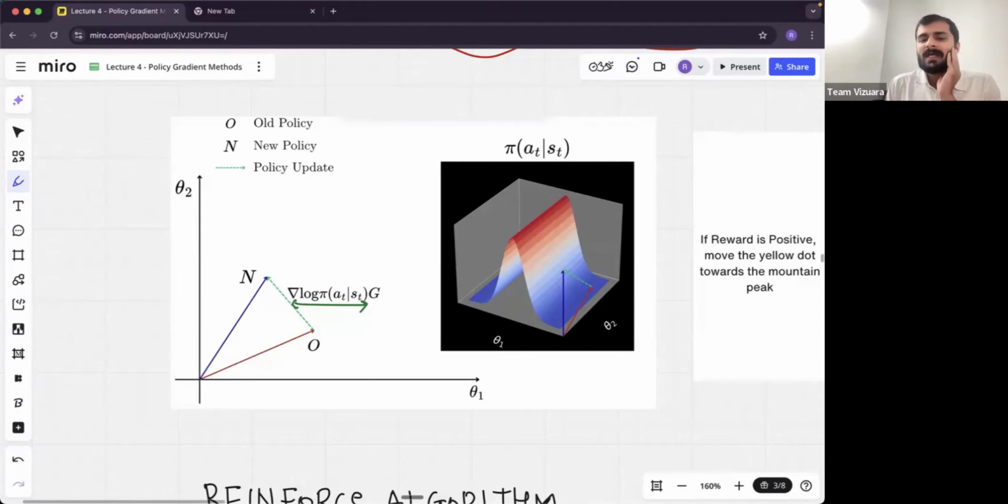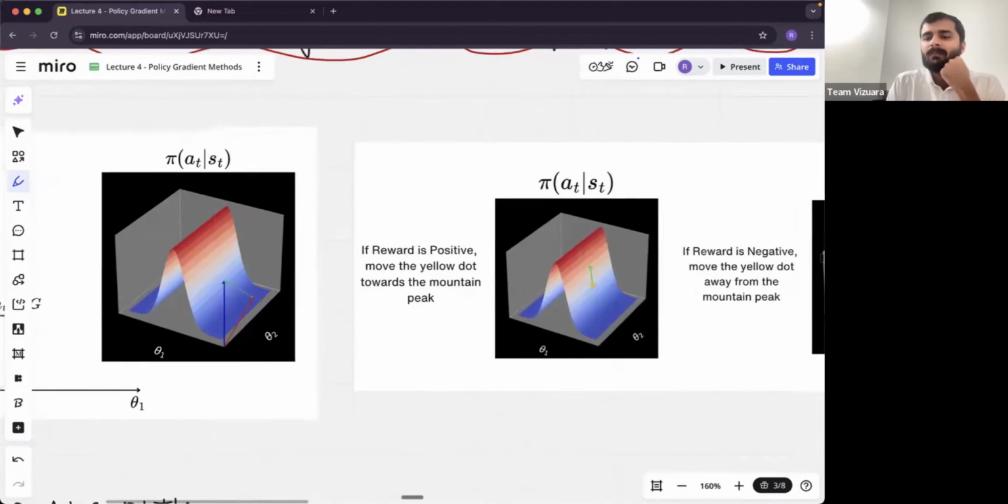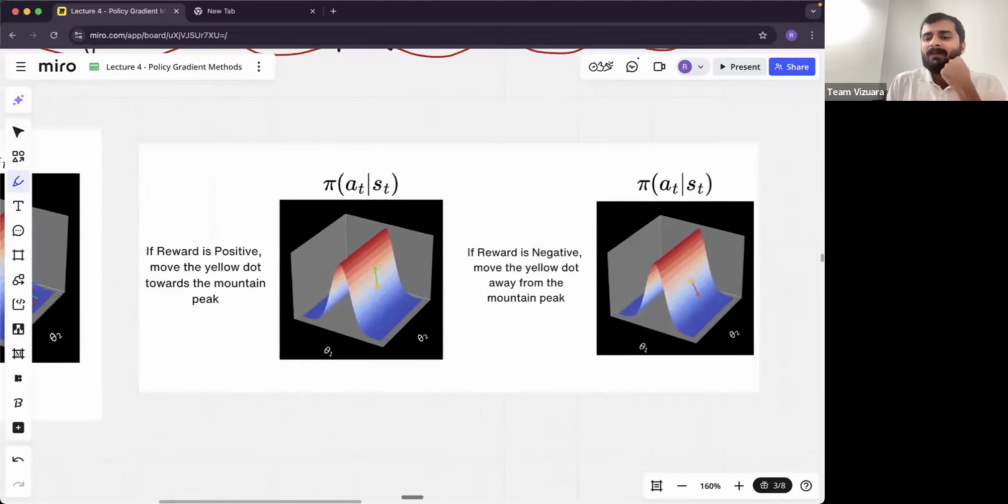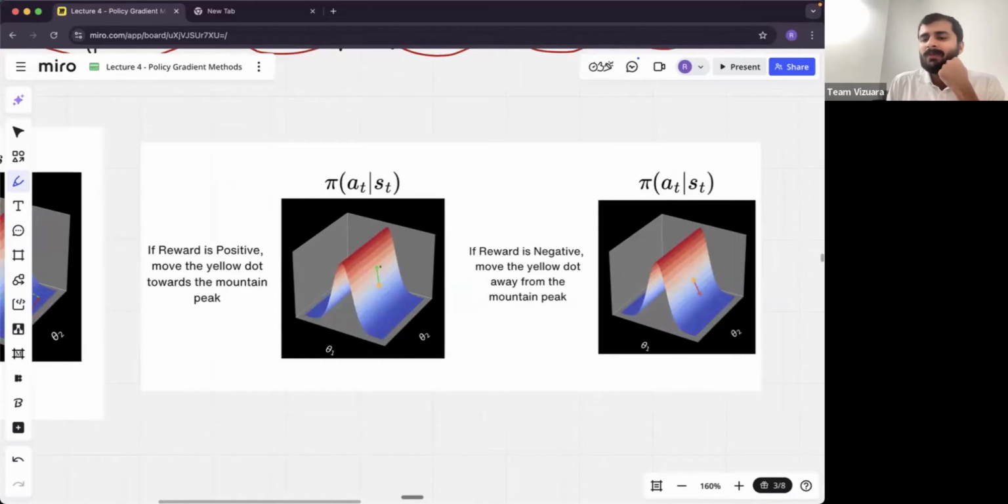So if G is positive, it means that I am traversing up this mountain. And this mountain is nothing but pi of AT given ST, which means the probability of taking action AT when in state ST. So higher values mean that the action is preferred more, and lower values mean that the action is not preferred that much. So if G is positive, I am going to move up this mountain like this. And if G is negative, I am going to move down this mountain, which intuitively makes a lot of sense, right?